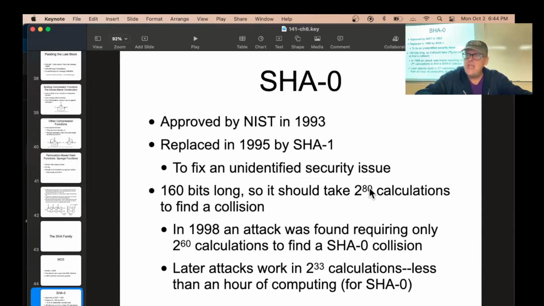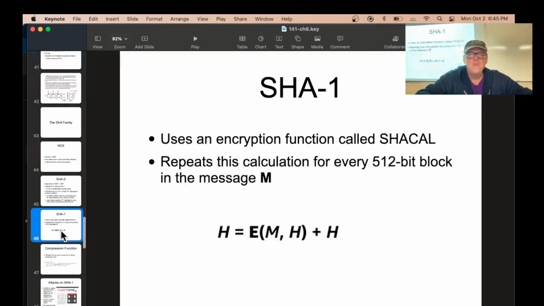Now it would take 2 to the 80 calculations to find a collision, and especially back in the 90s, that seemed like a really big number, and they thought we'd never be able to do that. And as I said, a 72-bit key has never been broken by brute force. So if it really took 2 to the 80 calculations to find a collision, then there wouldn't be any SHA-1 collisions. The problem is they found attacks that broke it somewhat, got it down to 2 to the 60, and they finally got it down to 2 to the 33 for SHA-0. SHA-1, they didn't break it that far, but they did break it.